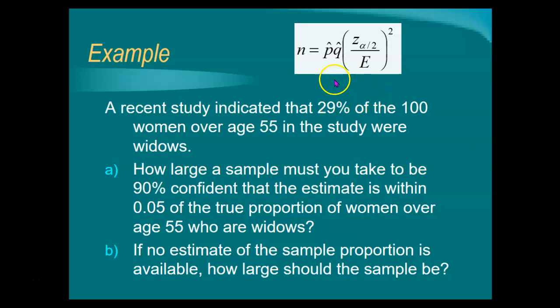Okay, part A, we do have a number for p hat. It's 29% or 0.29. q hat is always 1 minus whatever p hat is, so 1 minus 0.29 would be 0.71. If 29% of them were widows, the other 71% were not. For 90% confidence, the number we use for z sub alpha over 2 is 1.65. And we want our estimate to be within 0.05 or 5%, so the number we put in for E is 0.05.